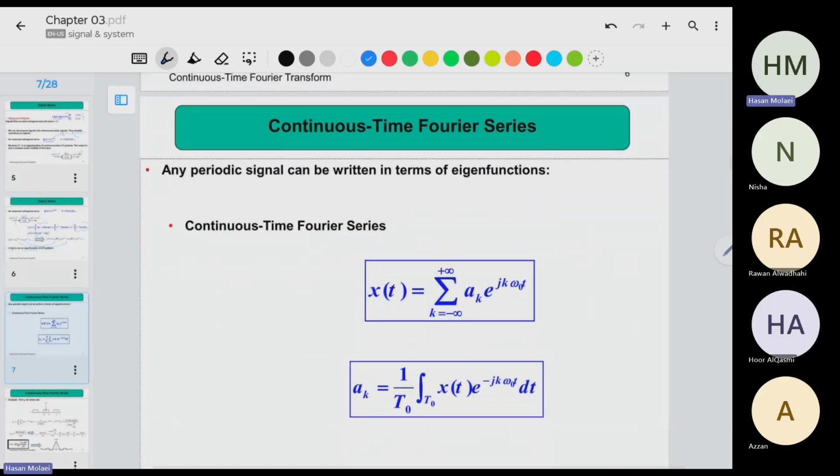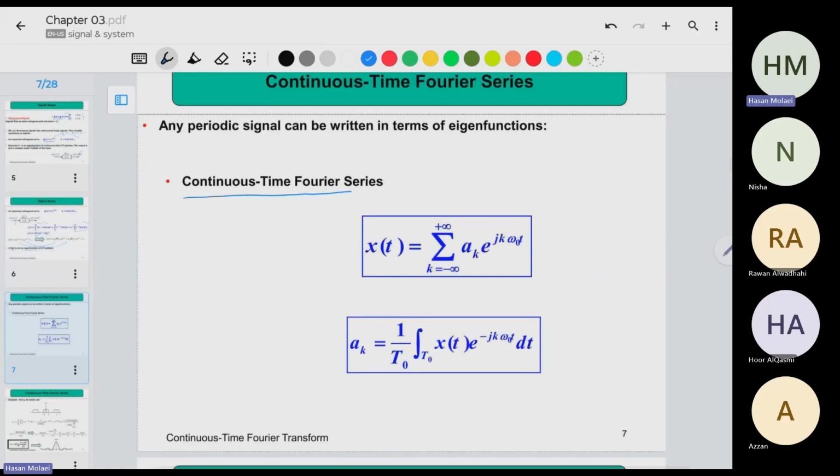If we have a periodic signal, we define the continuous Fourier series like this. You had this in signals and systems and another course.